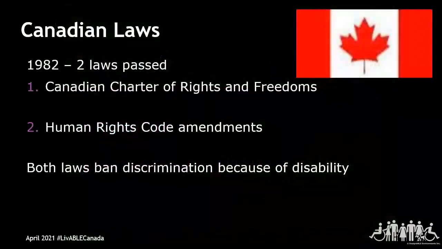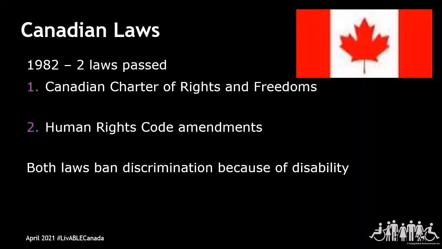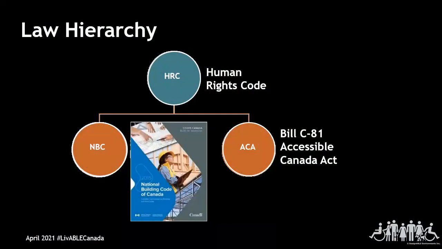In Canada, most people are not aware that we actually changed 2 really important laws almost 40 years ago. The first being the Canadian Charter of Rights and Freedoms, which was changed to recognize people with disabilities as equal citizens under our laws. And the second then being the Human Rights Code amendments, which said that buildings and spaces shall not discriminate against people.